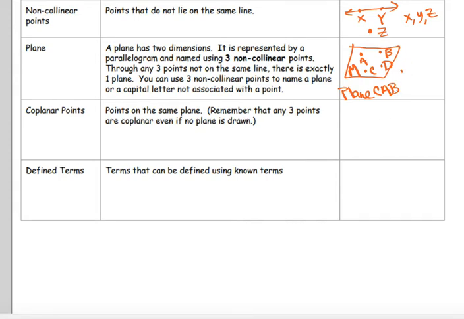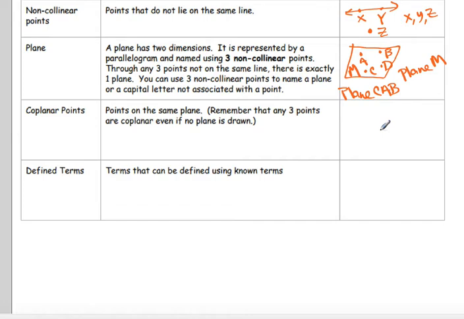Or you can say plane M, because M is that shortcut name in the corner. You cannot pick points that line up in a line, though. Remember that your 3 points that you choose should not make a line if you're naming a specific plane.